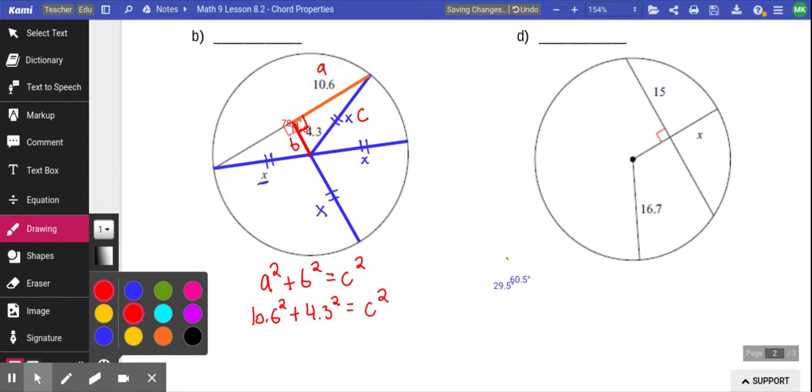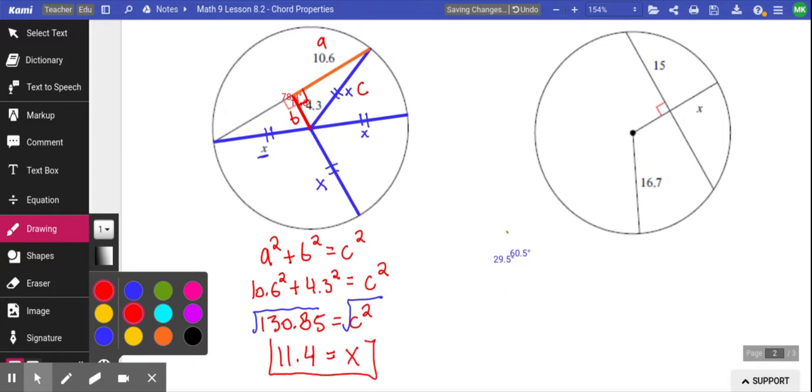I throw that in my calculator. 10.6 squared plus 4.3 squared equals 130.85 equals C squared. And then I square root that to get my value of C. Sorry, I'm just going to write that. Square root both sides. My value of C is 11.4, which is my X value. So that's our answer.